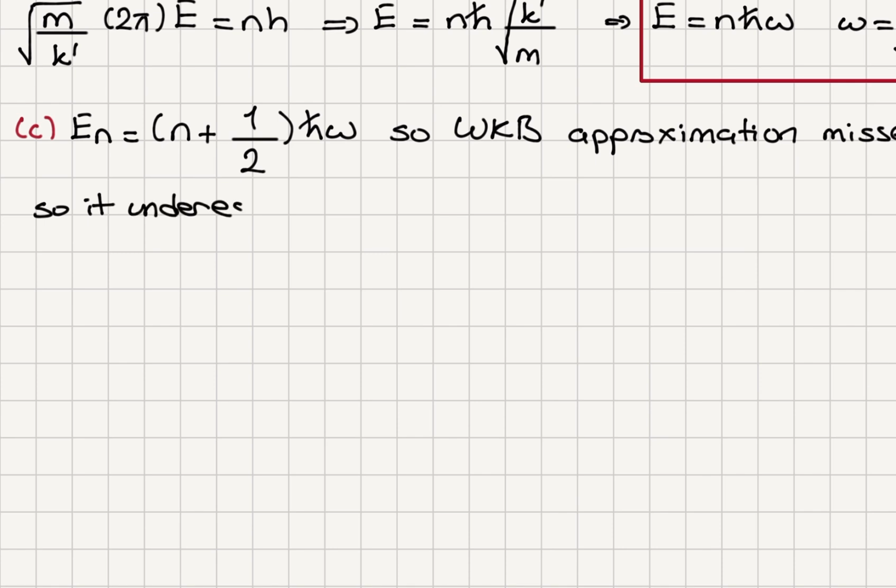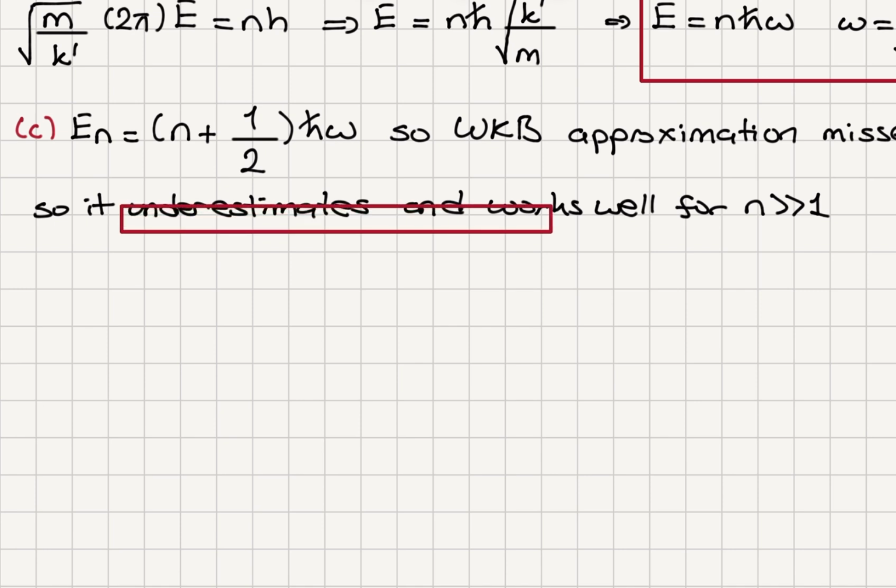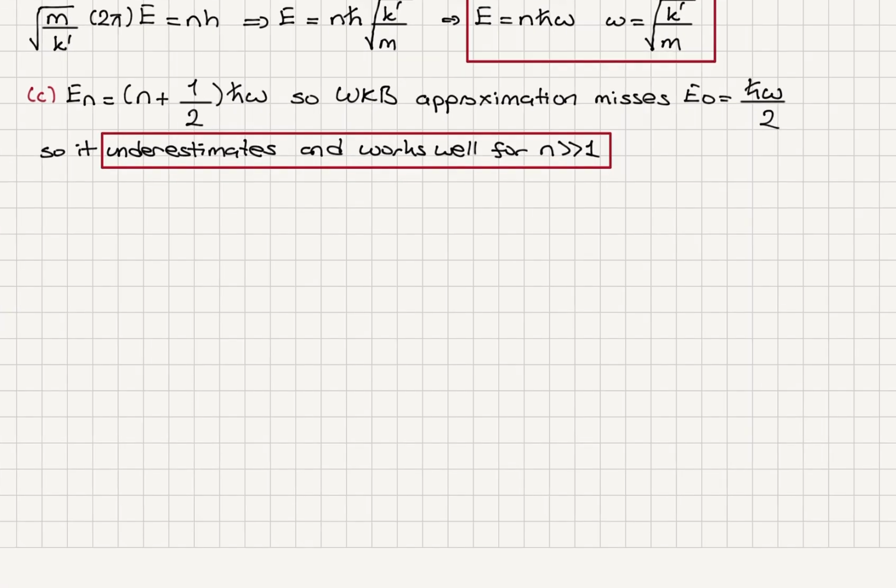It underestimates and works well for the case where n is much greater than 1, so that this 1/2 will be negligible. So this is our conclusion after this analysis.